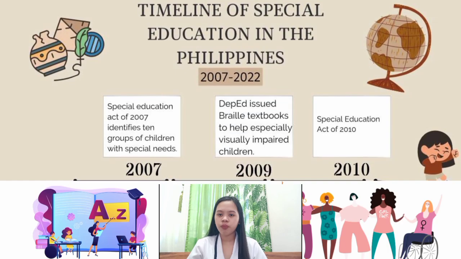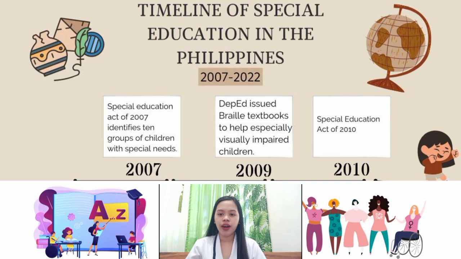In 2007, the Special Education Act of 2007 identifies 10 groups of children with special needs, which are the gifted children and fast learners, the mentally handicapped or mentally retarded, the visually impaired children, hearing impaired children, and children with behavior problems, orthopedically handicapped, children with special health problems, children with learning disabilities like perceptual handicap, brain injury, minimal brain dysfunction, dyslexia, and developmental aphasia, speech impaired, and the last one is persons with autism.